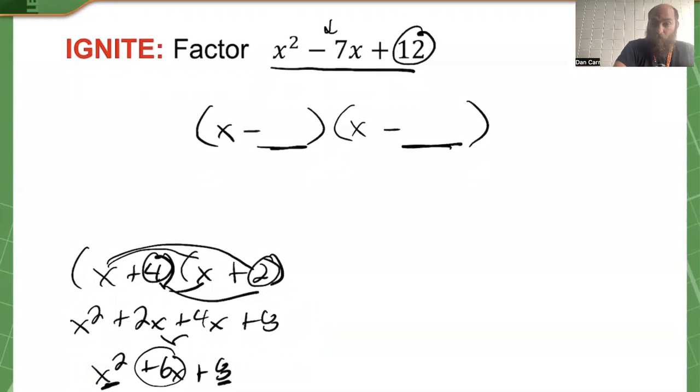So I've got negative 7 in the middle, a positive 12 at the end. I'm going to have two negative numbers. And what multiplies to a positive 12 but adds to a negative 7? It's a negative 3 and negative 4. That's the goal of factoring. And that's what we're going to do on a bunch of these.